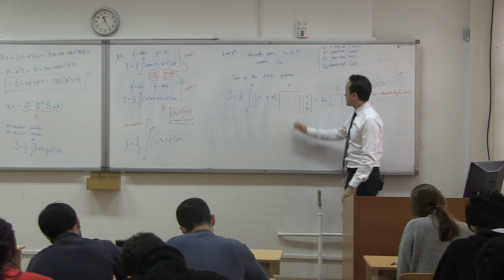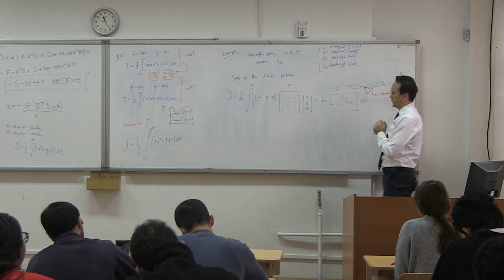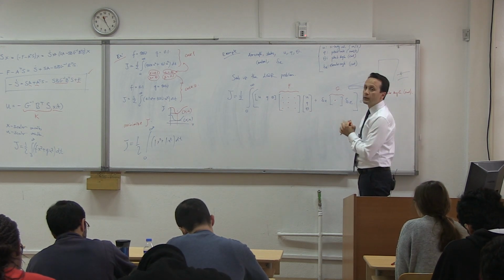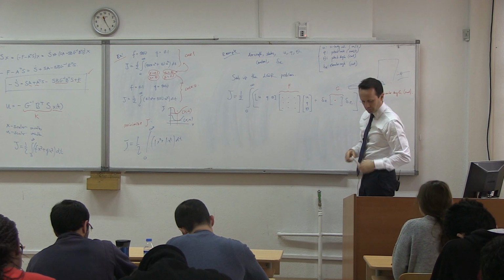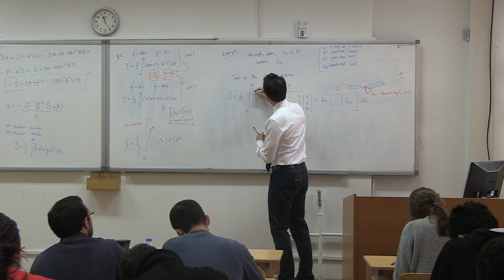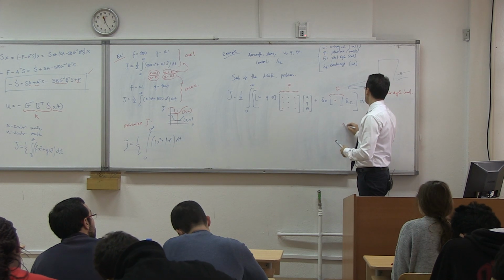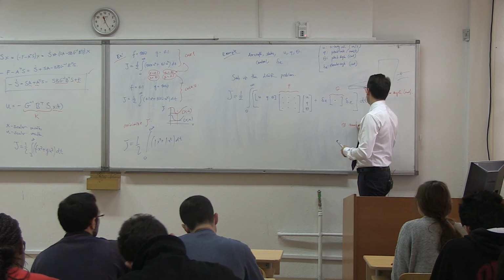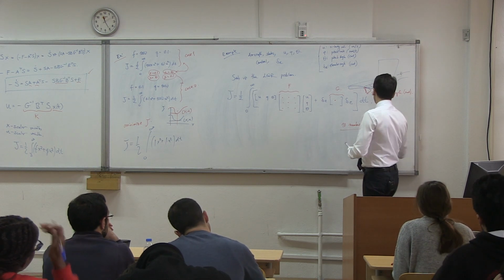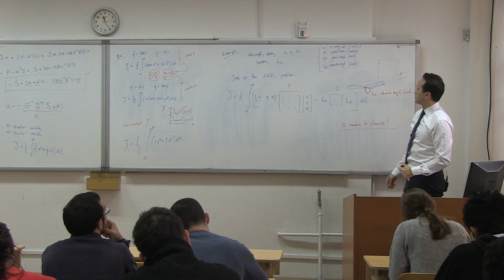So how do I choose F and G? How many numbers am I going to choose? 9 plus 1, I'm going to choose 10 numbers. Okay? Numbers to choose for your optimization problem.